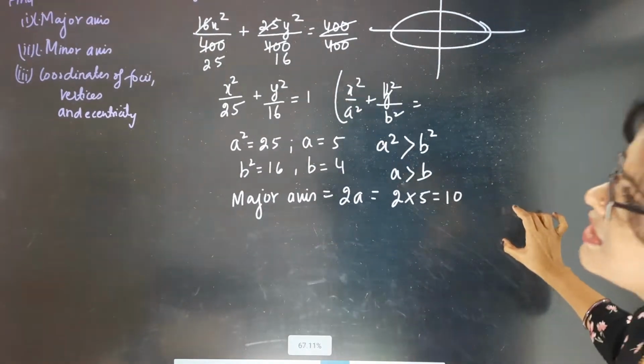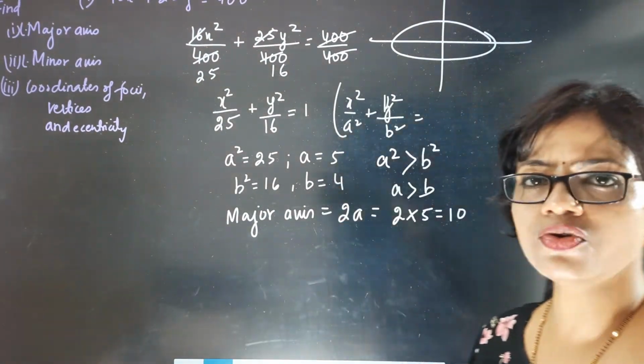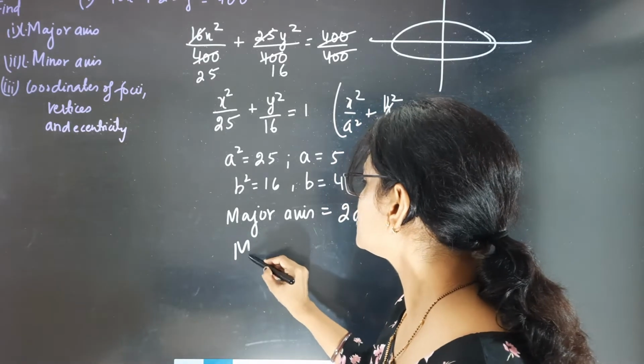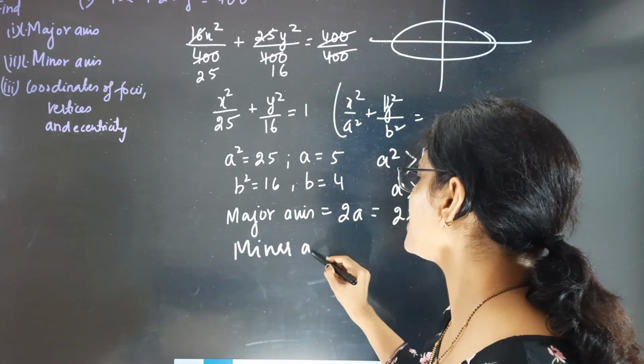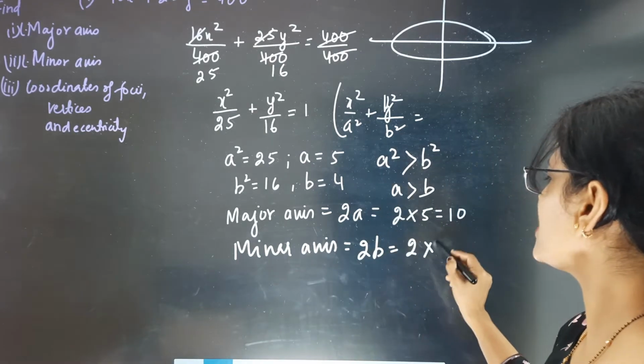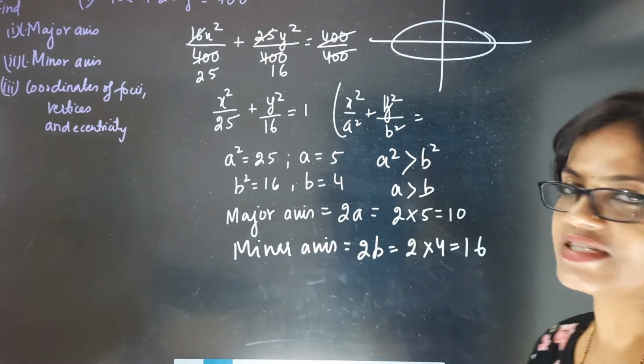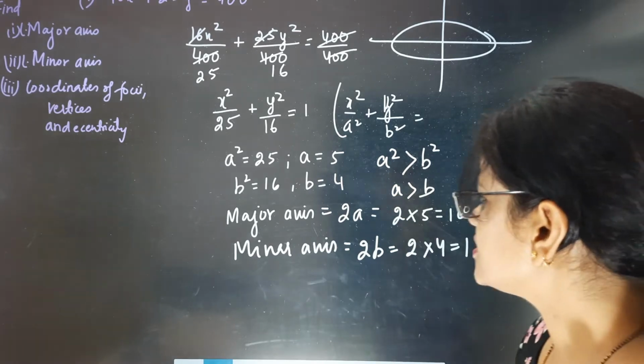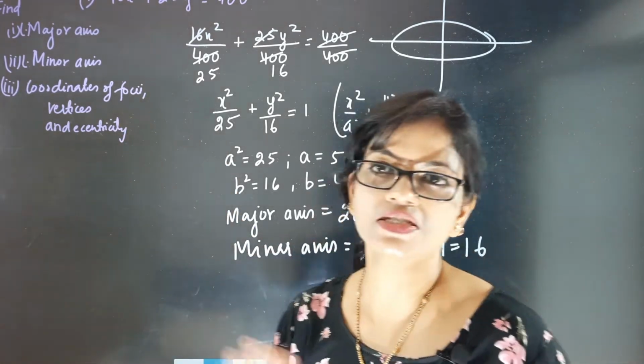Now you have to get the length of the minor axis. How to get it? The minor axis length is 2b. B is 4, so it comes as 8. Fine. Now the major axis and minor axis are done.